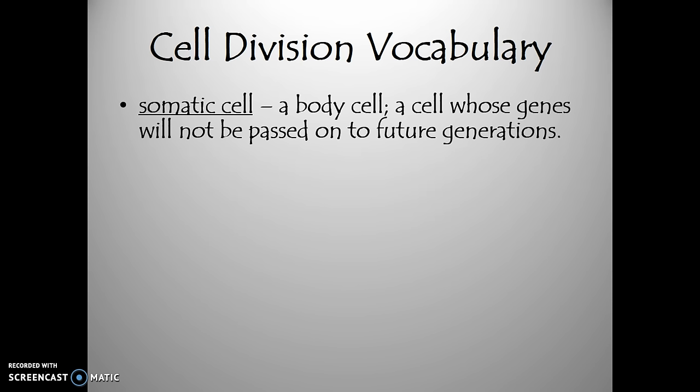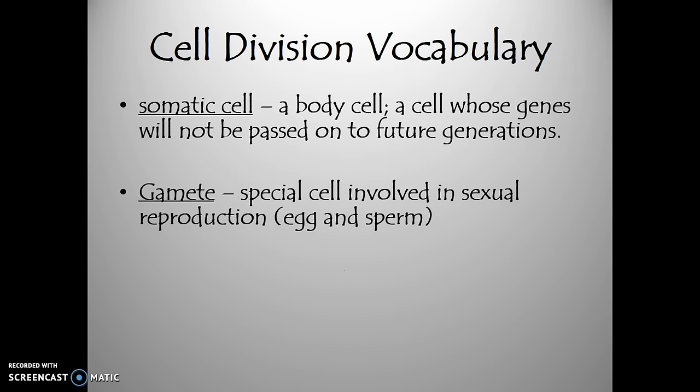So your skin, your muscles, your bones, your blood cells, your hair cells, your liver cells, your stomach cells, all those are body cells. They're just for you. They're not for making babies. So if you get a mutation in a body cell, in a somatic cell, that mutation is special to you. You will not pass that mutation on to the next generation because you don't use somatic cells to make babies.